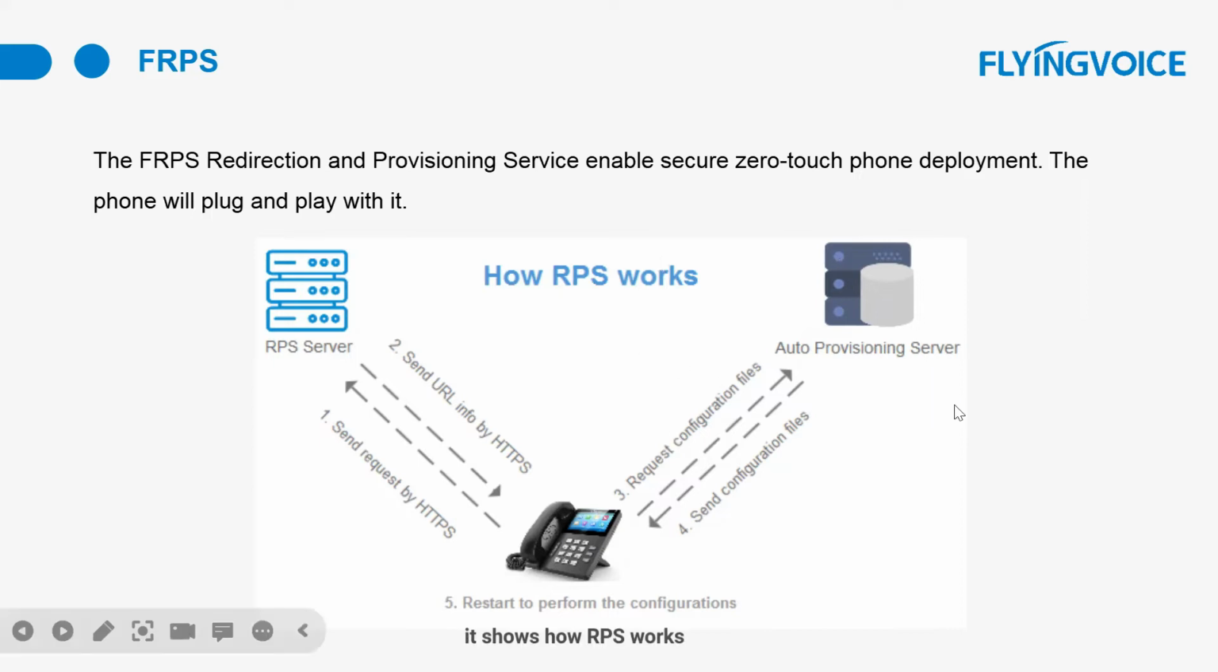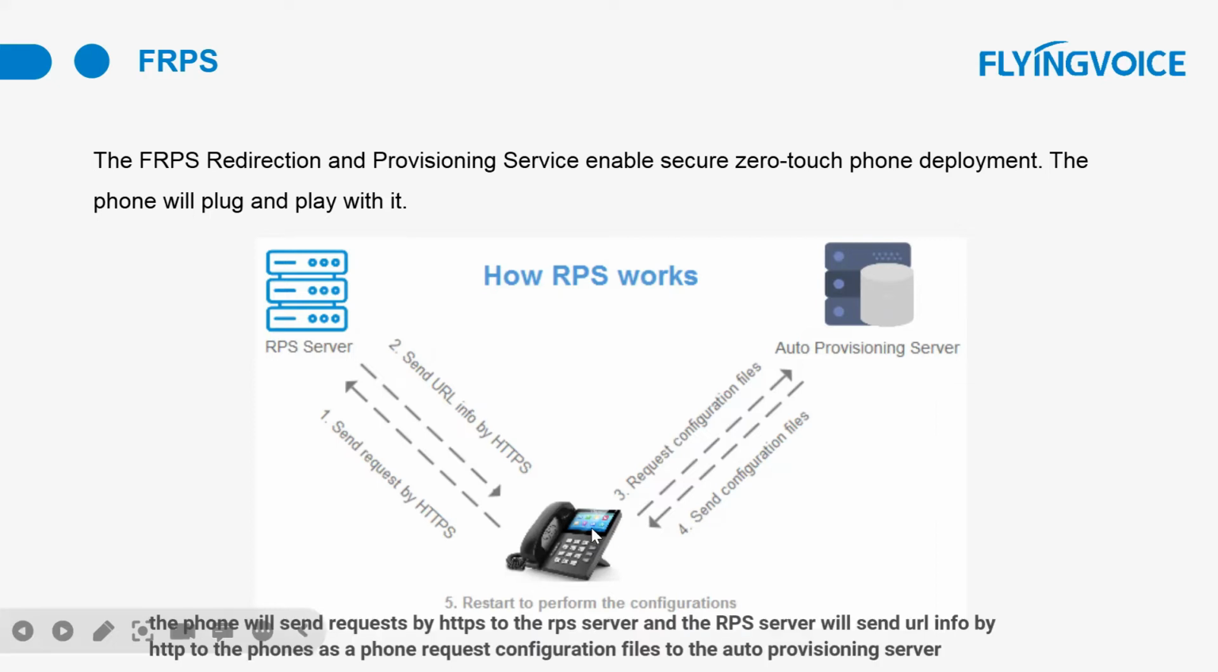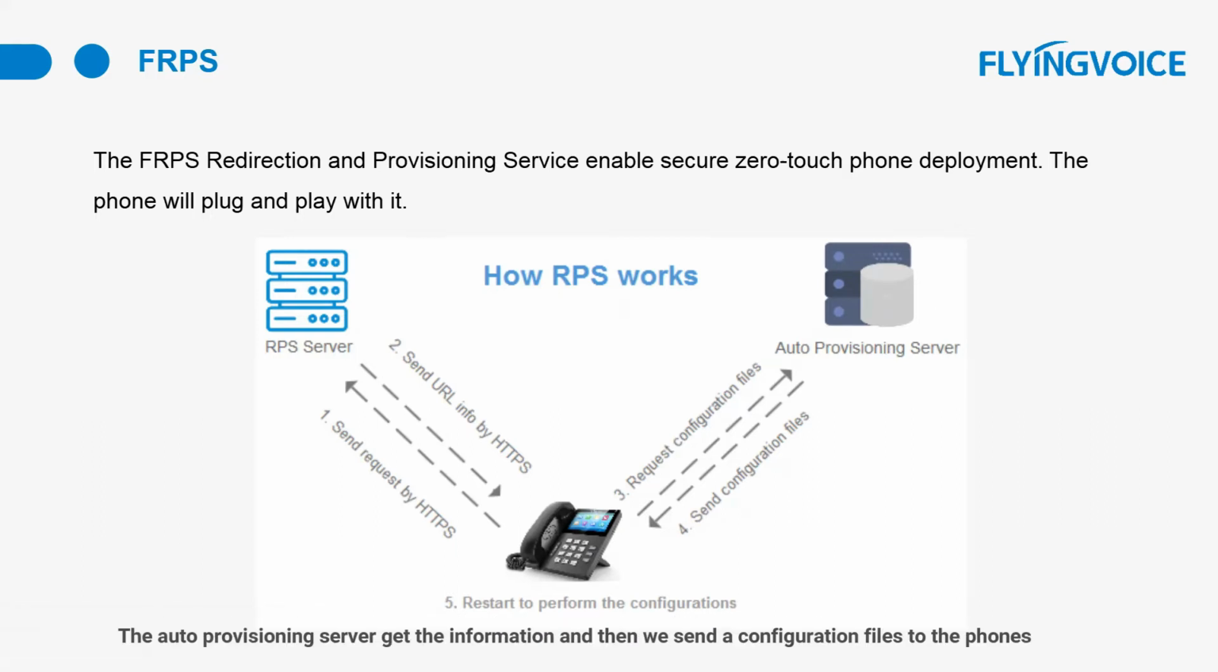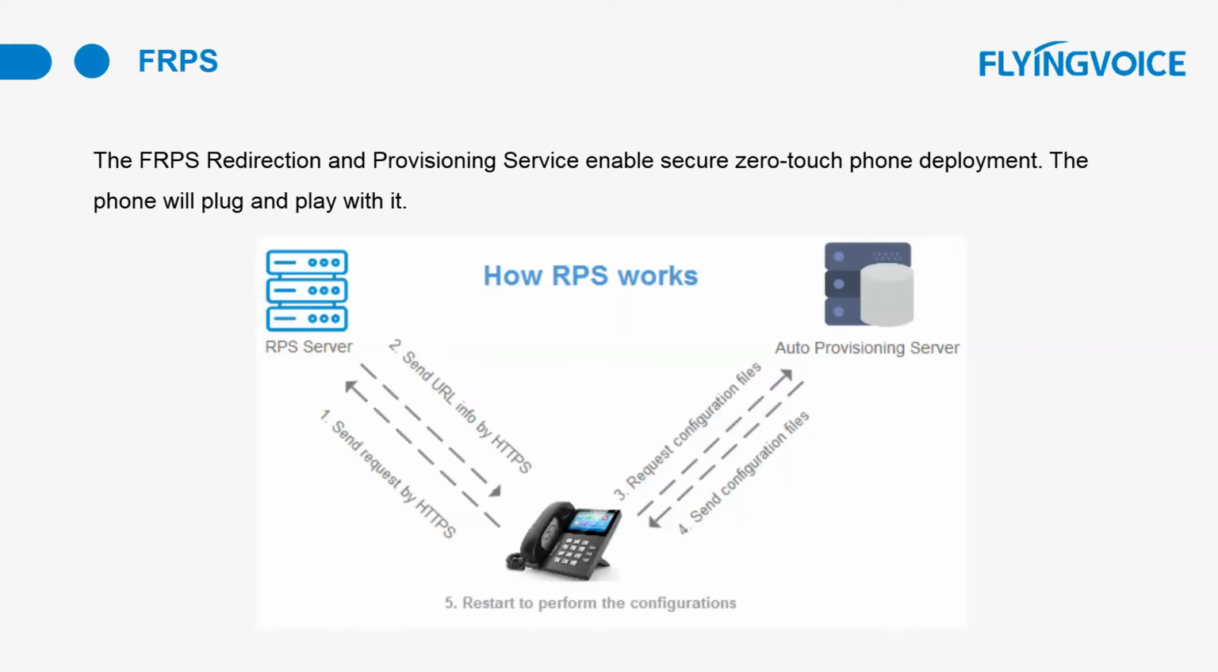Just like the picture shows how RPS works. Firstly, the phone will send requests by HTTPS to the RPS server, and the RPS server will send URL info by HTTPS to the phone. And the phone requests configuration files from the auto provisioning server. The auto provisioning server gets the information and then sends the configuration files to the phone. Finally, the phone will restart to perform the configurations.